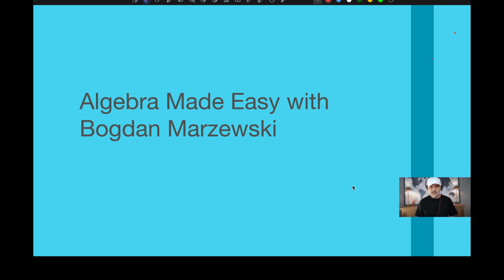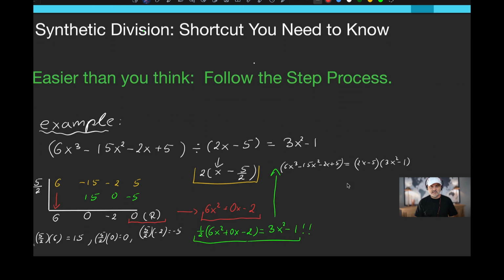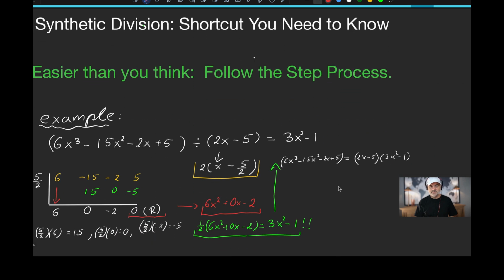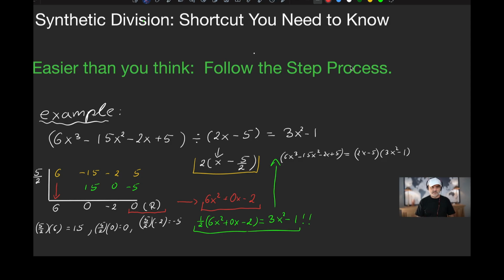So let's go. In this beautiful video, I have this nice example where we will be dividing the following polynomial. So let me grab my magic pen. Okay, so this is the example right here. This is the cubic polynomial with leading coefficient 6. The degree is 3, 6x cubed minus 15x squared minus 2x plus 5. So this is the dividend, and this is the divisor, 2x minus 5. And when we divide, we will show you that the result is 3x squared minus 1 using the synthetic division strategy.